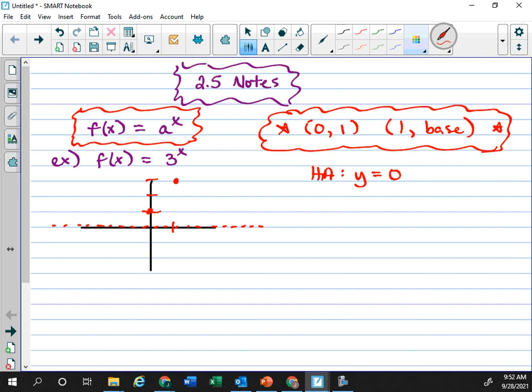All right, so then I can draw this graph. The shape of it, as it goes to the left towards negative infinity, it's going to approach that horizontal asymptote. But then it's an exponential function, so it's got exponential growth. It's rising quickly to the right. And that's your basic exponential.